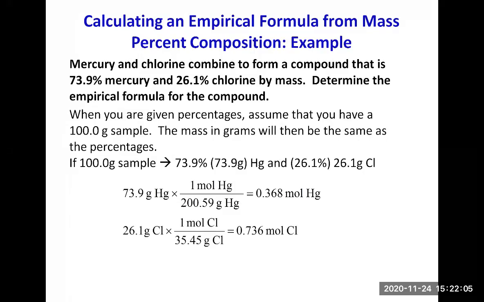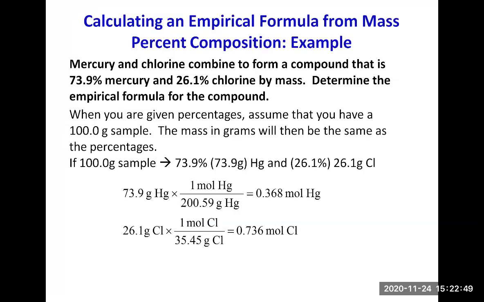Next, you do chlorine, 26.1 grams of chlorine multiplied by 1 mole of chlorine over 35.45 grams of chlorine that you find in the periodic table. That's the molar mass of chlorine. So we have the grams on the bottom, so we can cancel grams of chlorine. In the calculator, you do 26.1 divided by 35.45. And the calculator answer is 0.736248, etc. But we keep 3 sig figs like in the given mass. So 0.736 moles of chlorine.